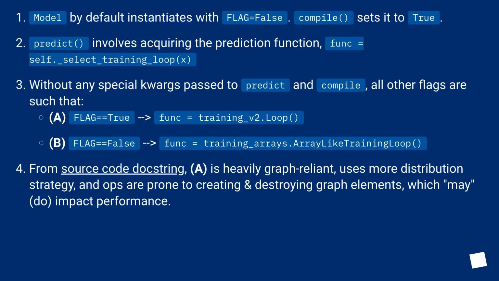All other flags are such that: A. Flag = True, func = training_v2.Loop. B. Flag = False, func = training_arrays.ArrayLikeTrainingLoop. From the source code docstring, A is heavily graph reliant, uses more distribution strategy, and ops are prone to creating and destroying graph elements, which may impact performance.